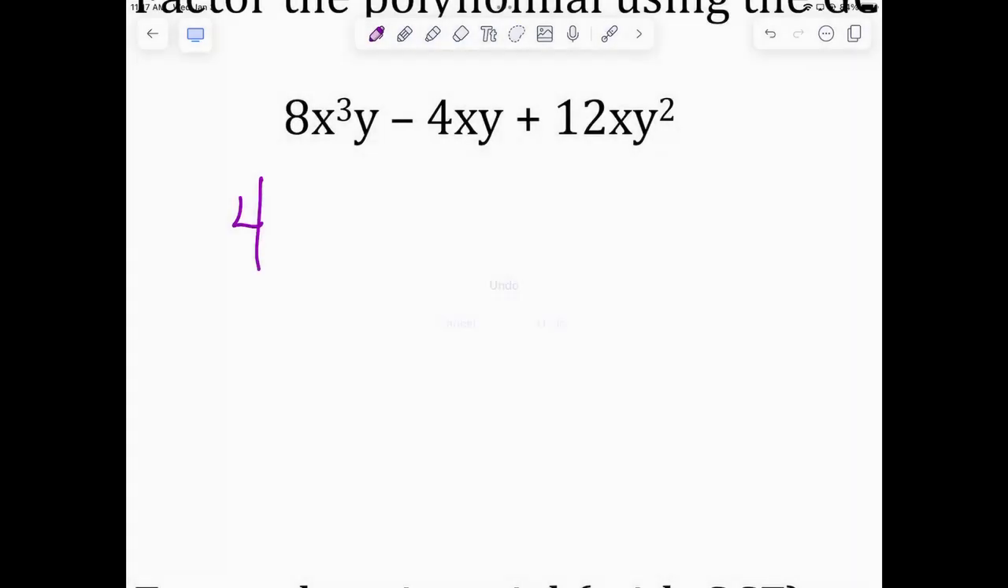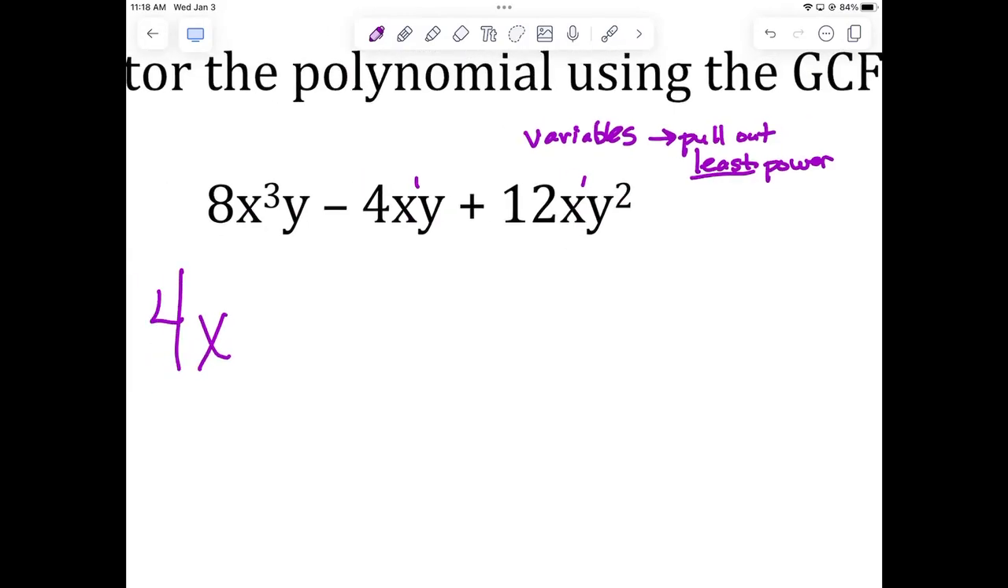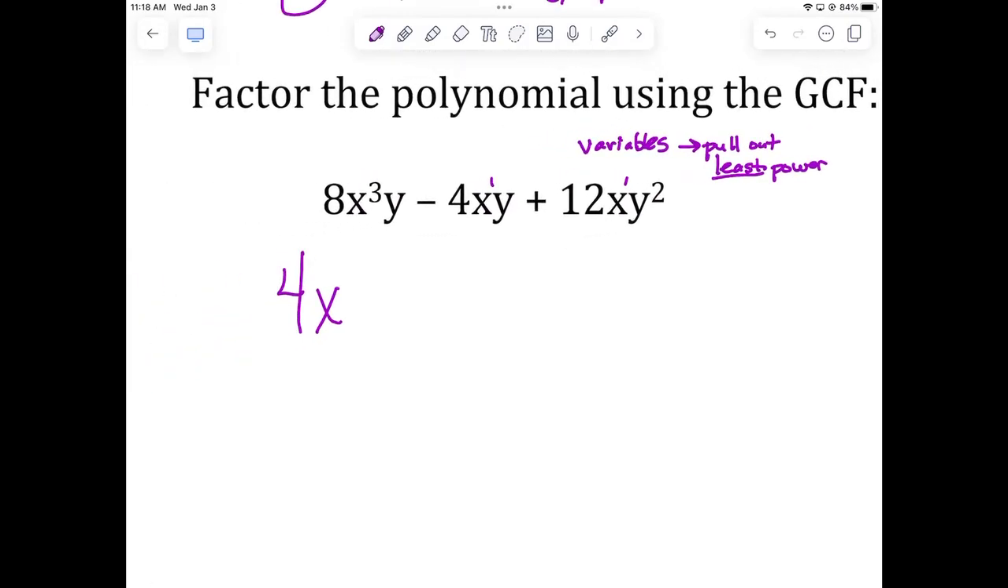Now let's look at x's. Is there a common factor of x? Any power of x's in all three of them? X to the first, right? So remember, for variables, we pull out the least power. You have to pull out the smallest power because that's the one that they all have in common. And they all have x to the first in common. All right, what about y? Any of them have any y's in common? They all have at least one y, so we'll pull out the smallest exponent, 1, 1, and 2, which is 1. Okay, so we pull out a 4xy, and then we put a parenthesis.